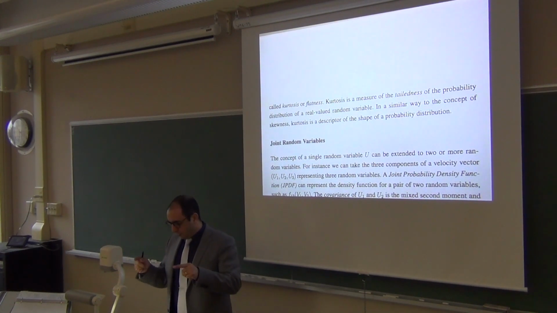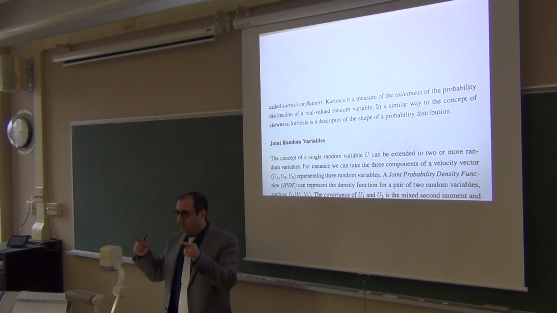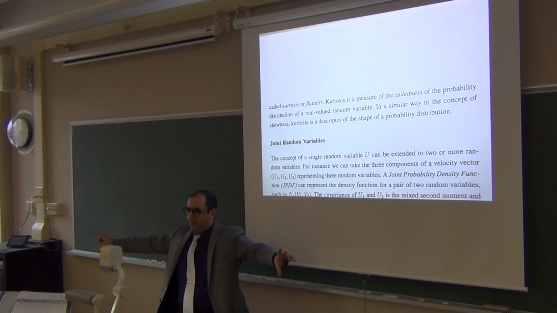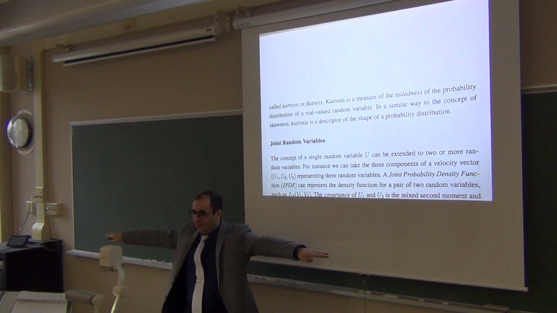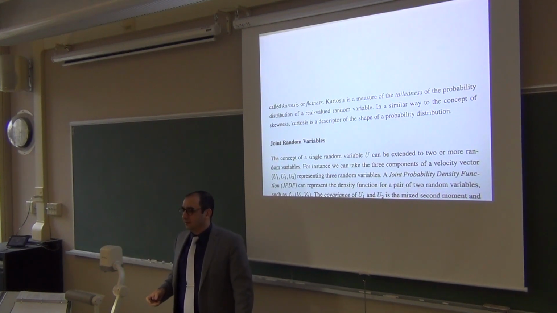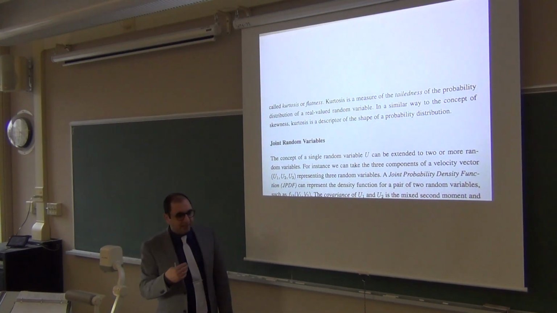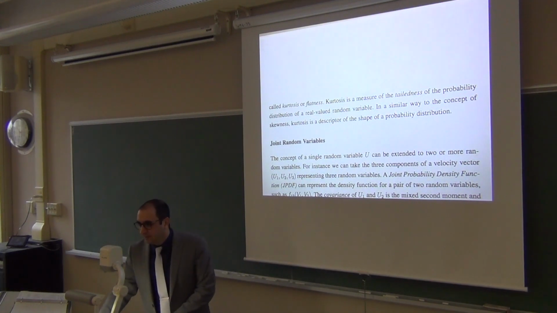Kurtosis is known as flatness or tailedness. How far the tails of a distribution go. So the more the tails of a distribution persist, the higher the flatness. But if the tail dies out to 0 very quickly, kurtosis is very small. So just keep that in mind. These extra statistics explain the shape of the probability density function.